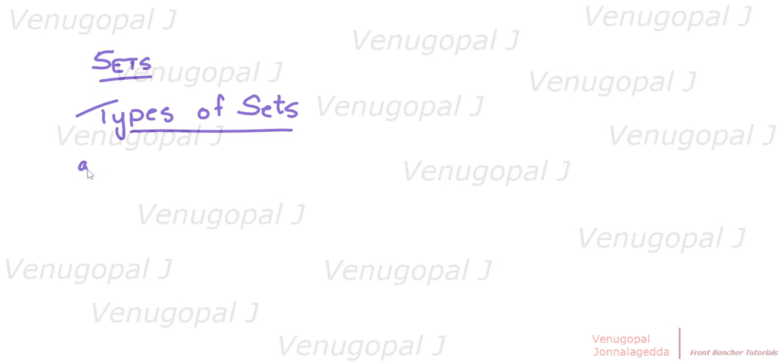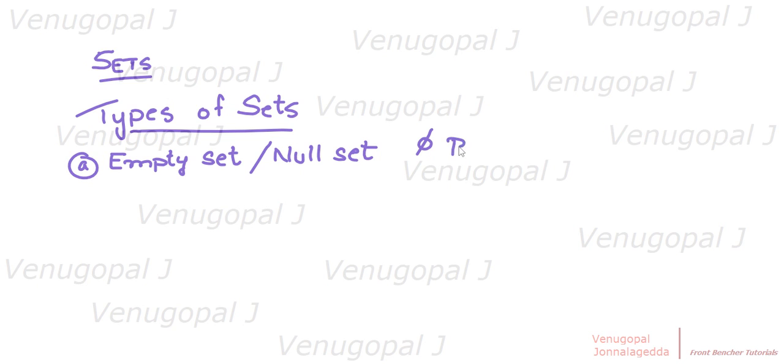Okay, A, we have an empty set. What's an empty set? We can know by the name, the set is empty. It does not have any elements in it. That's an empty set. Or it can also be called a null set. This is another name for the set. And you can represent this null set by a symbol called phi. This is how you represent it.